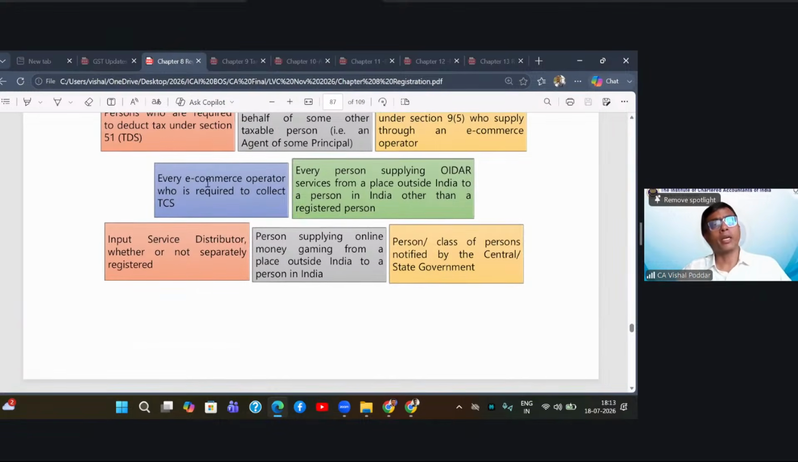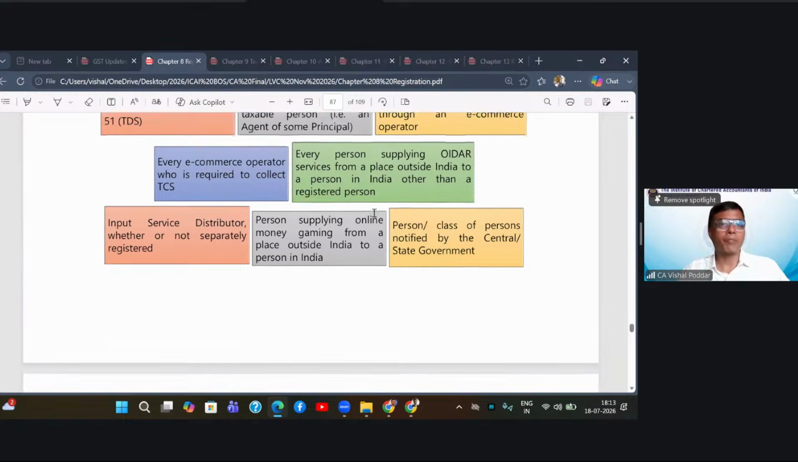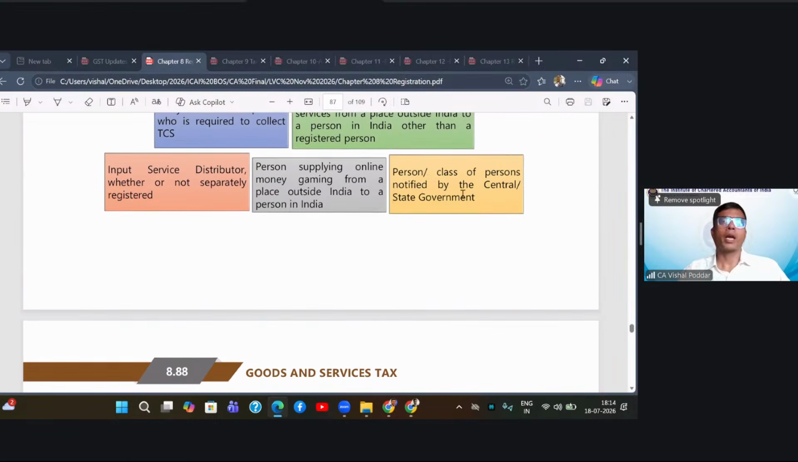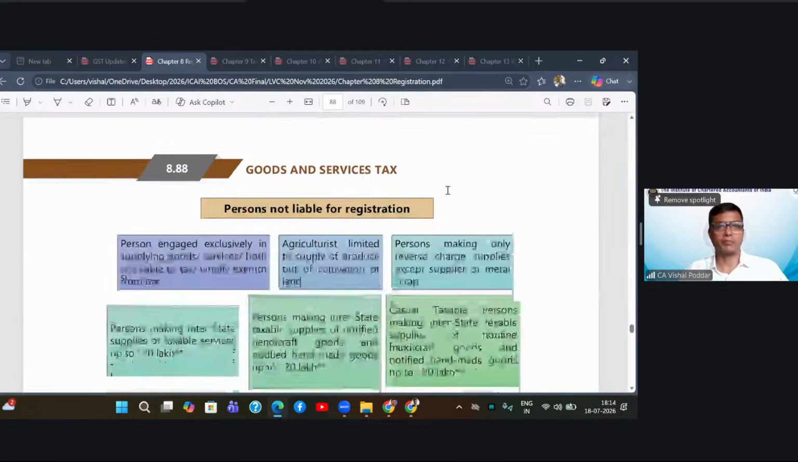Next, again, every e-commerce operator who is required to do TCS. Next, a person supplying OIDAR service from a place outside India to India. Then input service distributor. We studied this in our ITC chapter. This is generally your head office or corporate office. Then persons who are supplying online money gaming, again from a place outside India to a person in India. And then any other person which the government may notify.